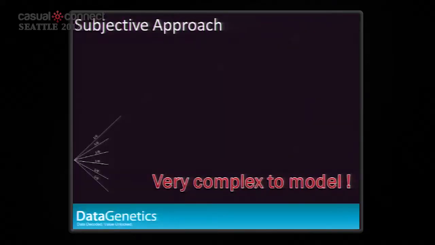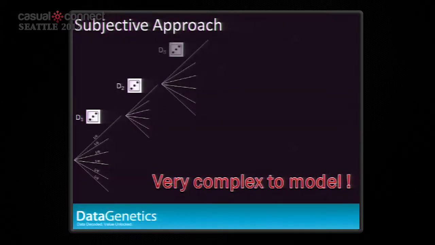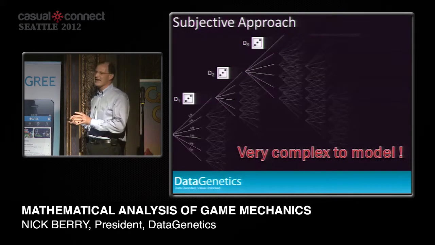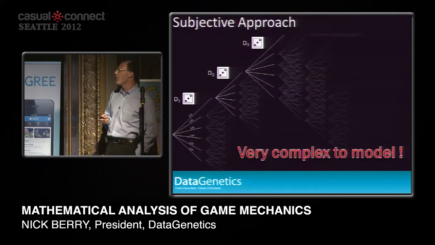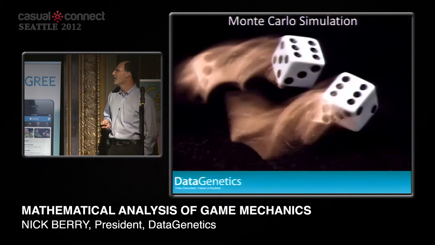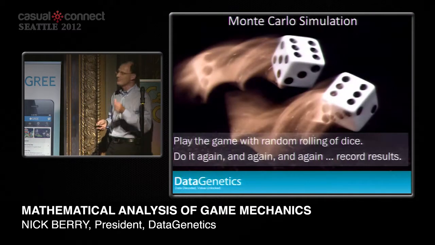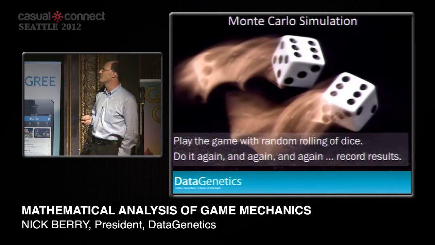If we did it by the formal approach we talked about before, then we'd have to model the first die and the second die, then work out which is the highest one. It's going to get really complex very, very quickly. So in this particular case, the formal approach is probably not the best way to solve that problem. So we roll out the Monte Carlo simulation, the idea of just playing the game by randomly rolling the dice and doing it lots and lots of times.